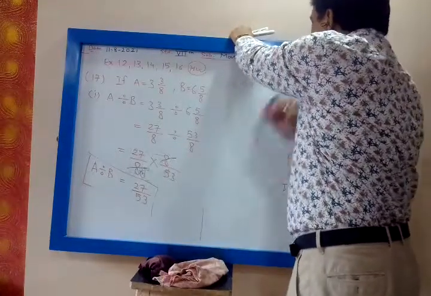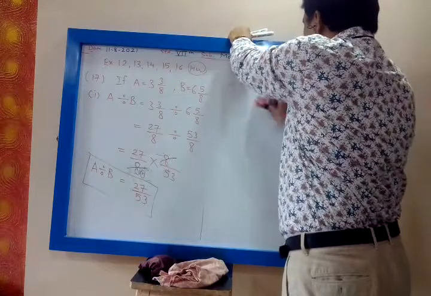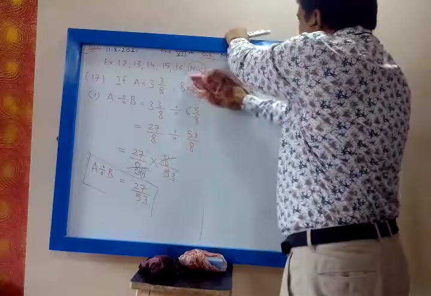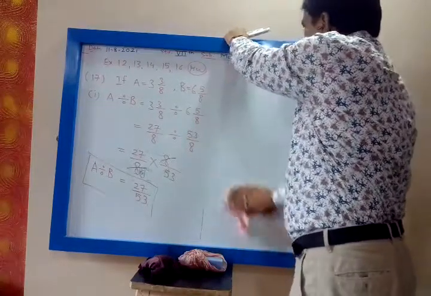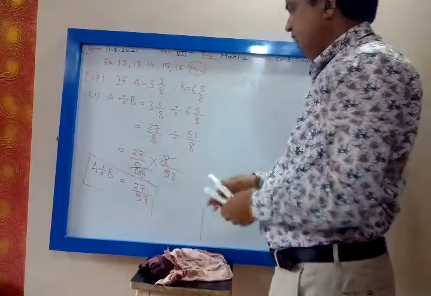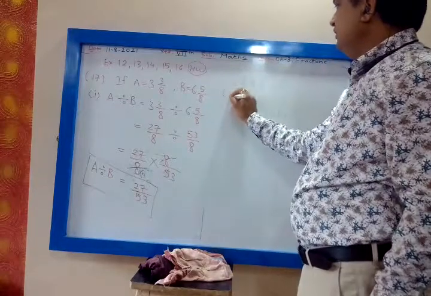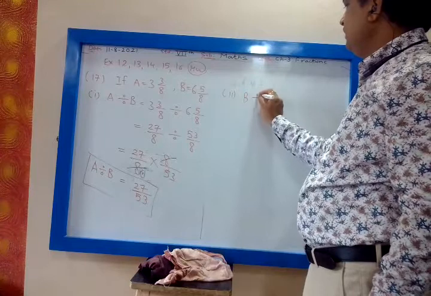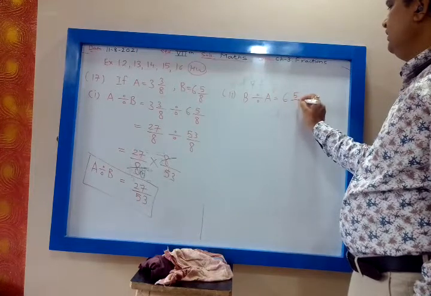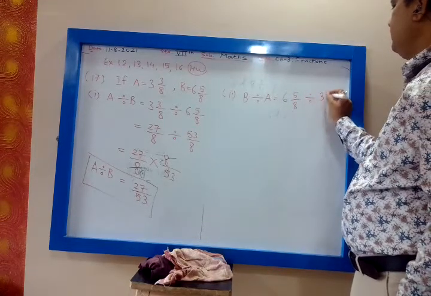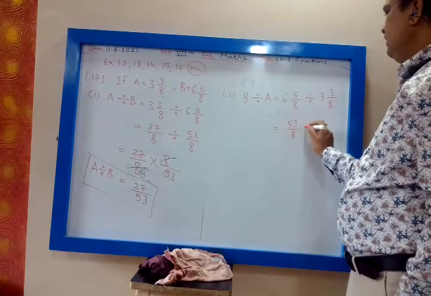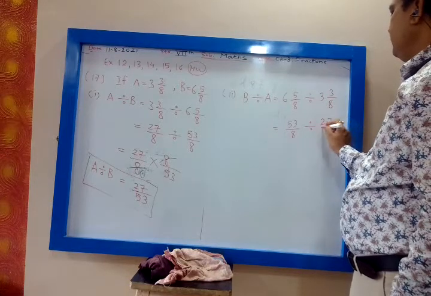Find, all of you, B divided by A. Now second, B divided by A. So first you will write down B. What is that? 6 and 5 by 8 divided by A, 3 and 3 by 8. 6 and 5 by 8 is 53 by 8, divided by 27 by 8.